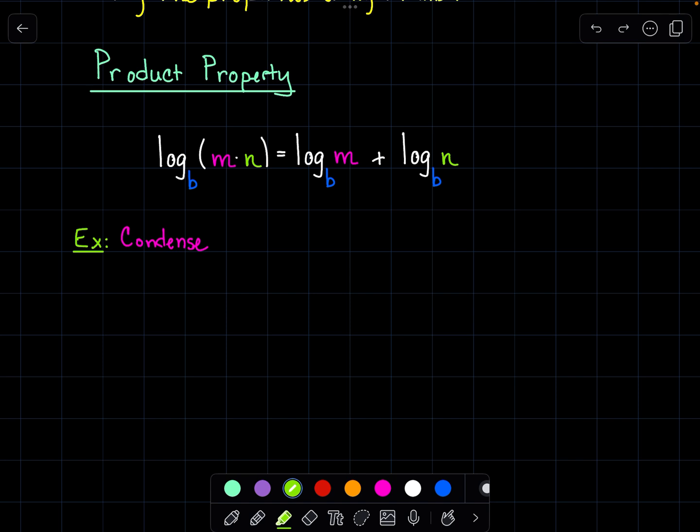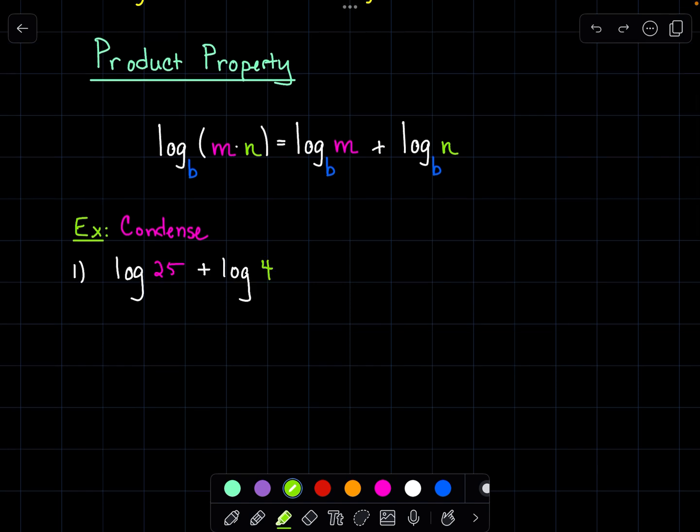So the first example is, let's condense log 25 plus log 4. And just a reminder that the only way these properties work is that they have to have the same exact base. And if we don't have a base here, remember that is an automatic base 10. But because the plus sign is in between the logs, I know that I can put this back together as one log and multiply the 25 times the 4.